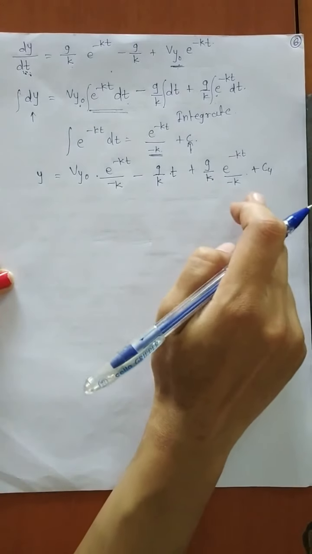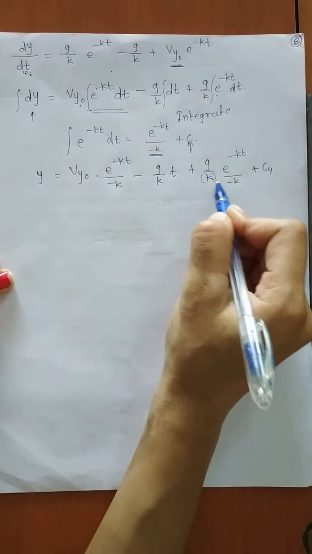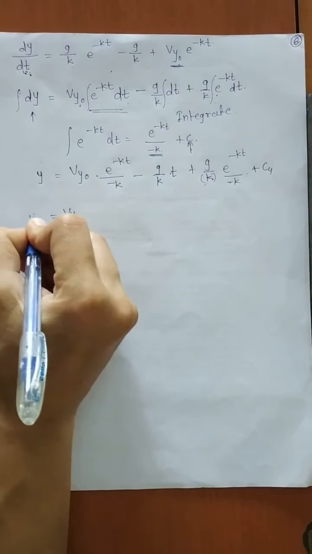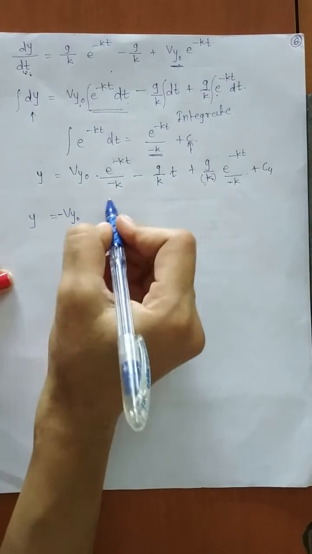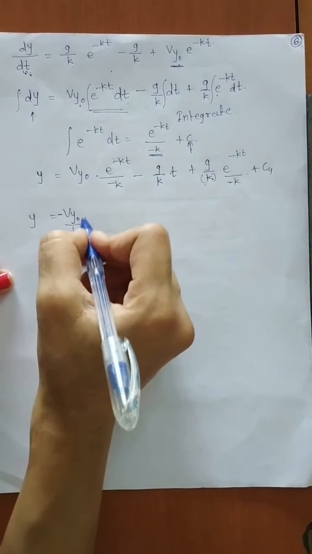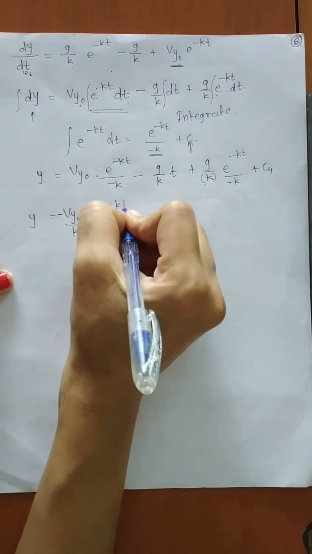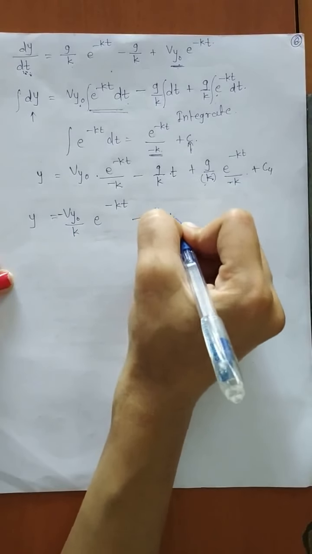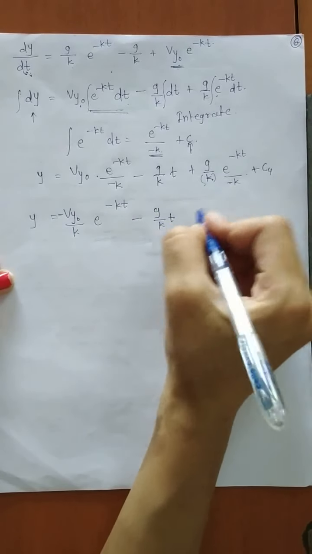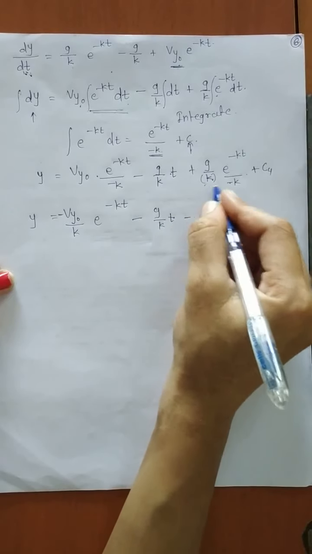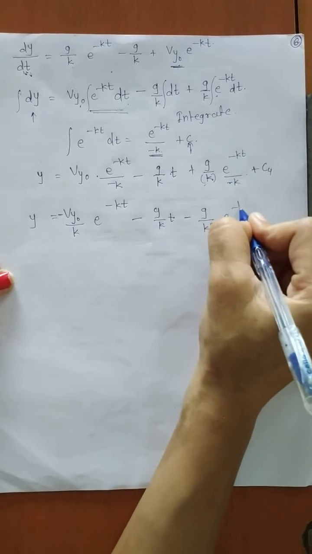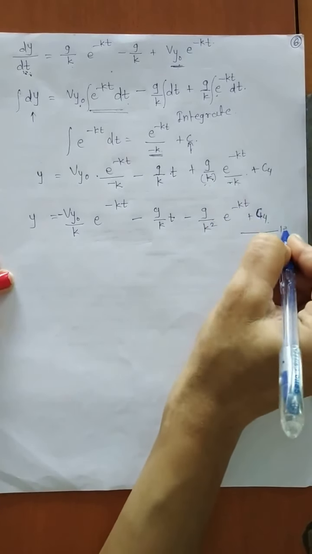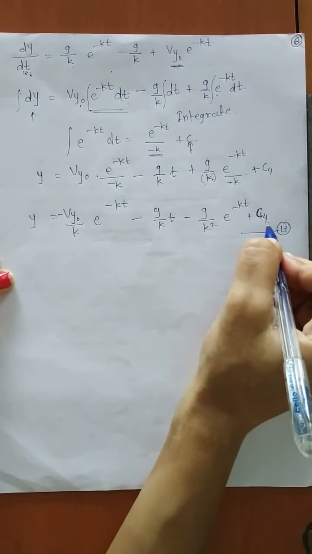Now if you simplify this, here minus k into plus k will become minus k square. So let me write this step again in simplified form. So here you will get minus vy naught upon k e raised to minus kt, minus g upon k into t, here again minus g upon k into k square e raised to minus kt plus C4. I am calling this equation 13. Now what is the next step?